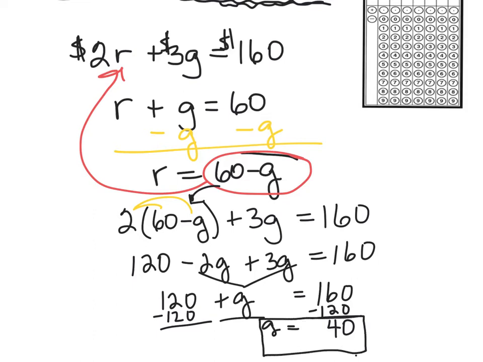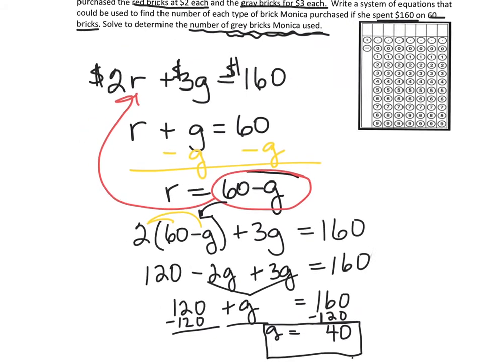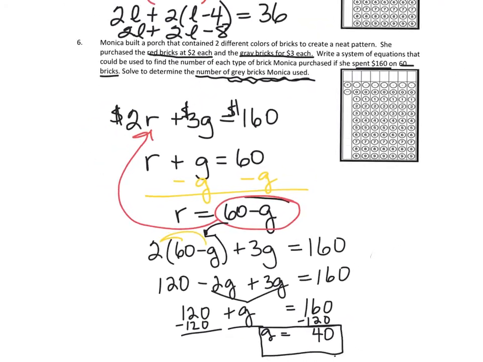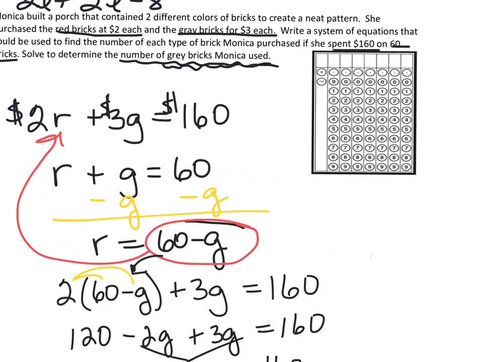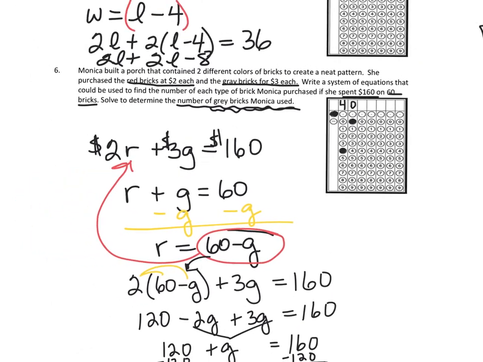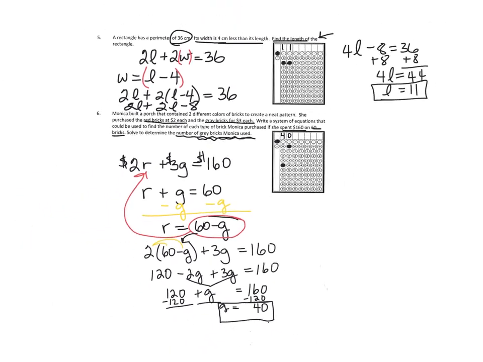Is this what we are being asked for? G stands for the gray bricks, and so, yes, G is 40. So we'll write in our 40 and color it in. And again, you don't have to put the plus, but sometimes if we get used to doing that, then we don't forget to put the minus when it's time for the negative symbol.